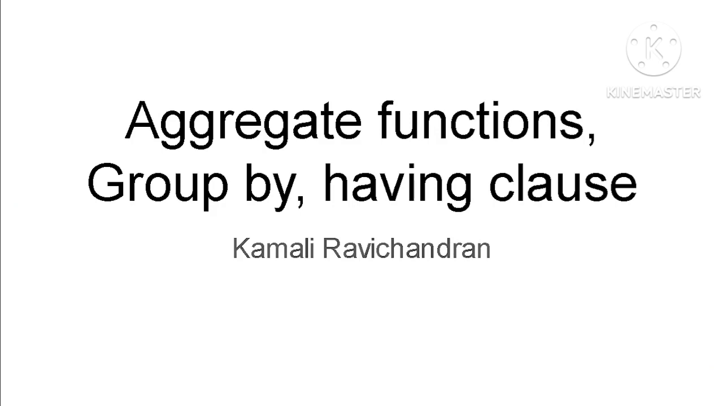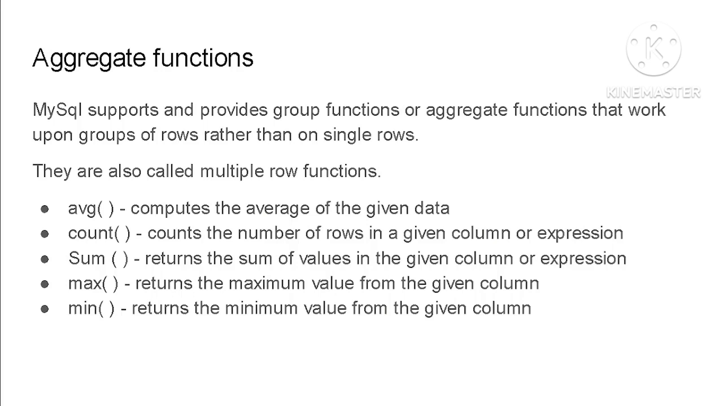In this session, we will discuss aggregate functions, GROUP BY and HAVING clause. First, aggregate functions are the functions that work upon groups of rows, that is, with respect to the values in a particular column. It is used to compute the values of a particular column. It works in groups instead of individual rows. The aggregate functions are average, count, sum, max, min. You don't name it average, it's AVG. AVG, count, sum, max, min.